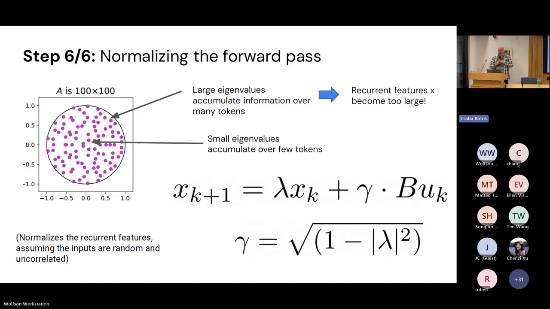And our formula is this: you need to normalize this input by the square root of one minus eigenvalue squared. This assumes that the input has zero mean and variance one, and that's where this formula comes from.